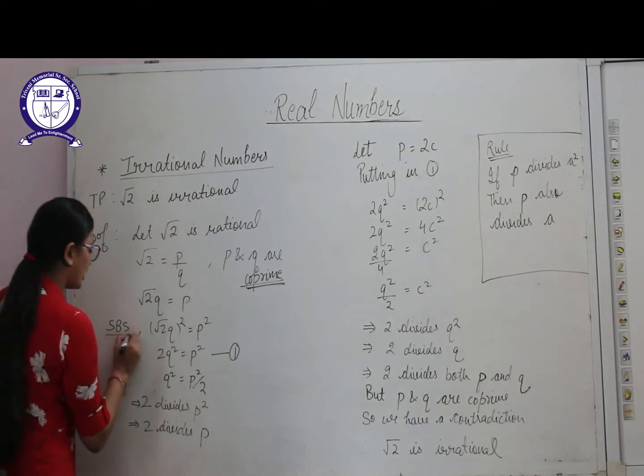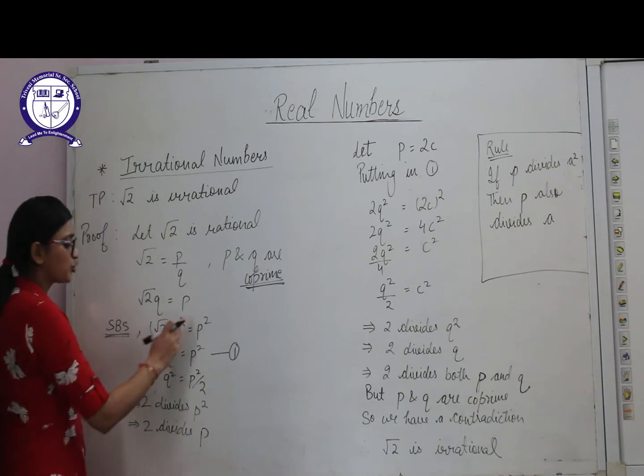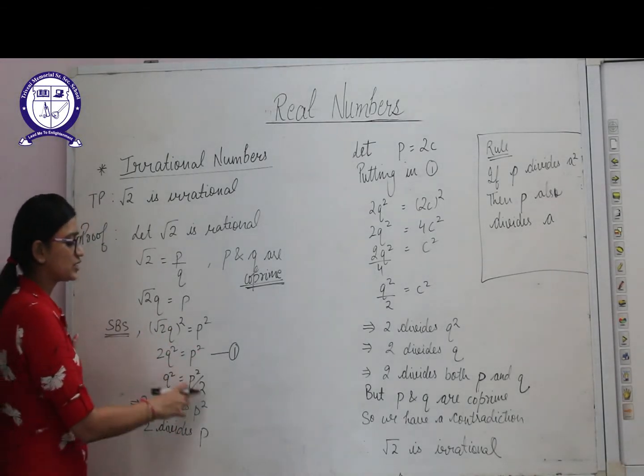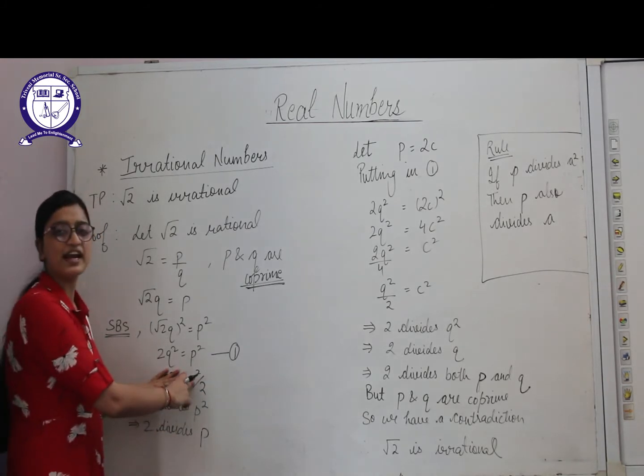Now we will square both sides. Root 2 squared will be 2, so 2 q squared equals p squared. We will call this equation number 1. Now we can see that 2 divides p squared.